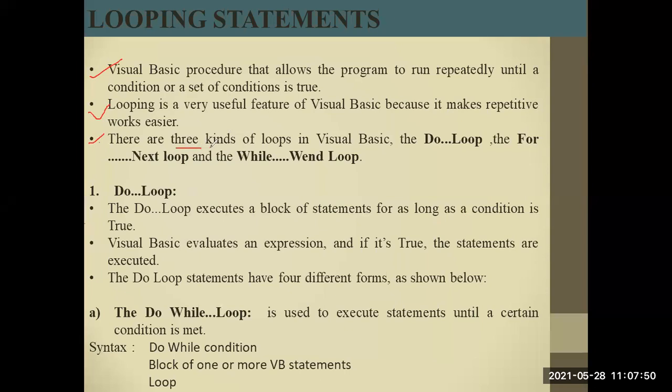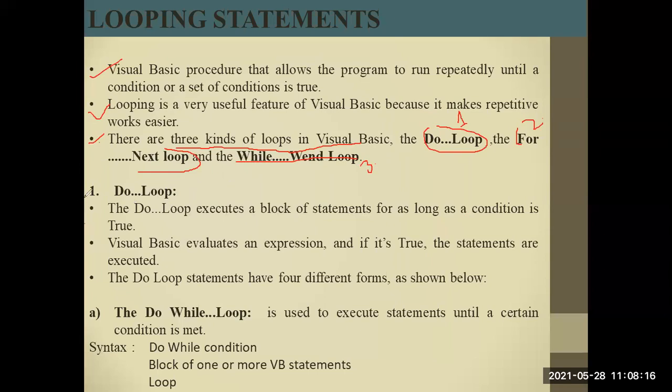There are three kinds of loops supported by Visual Basic. The first is the Do While loop, the second one is the For Next loop, and the third is the While Wend loop. So these are the three different types of loop that are supported by Visual Basic. Let us understand them one by one.